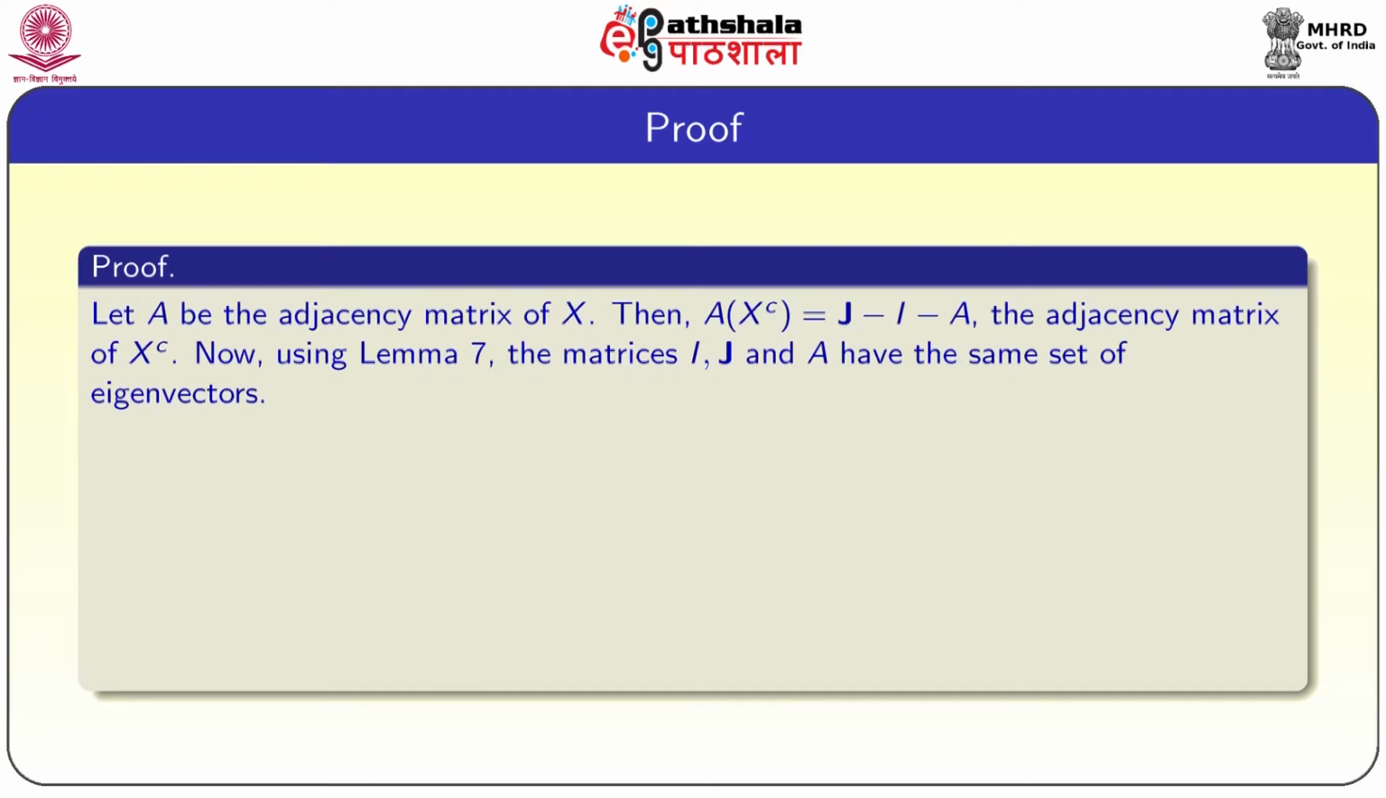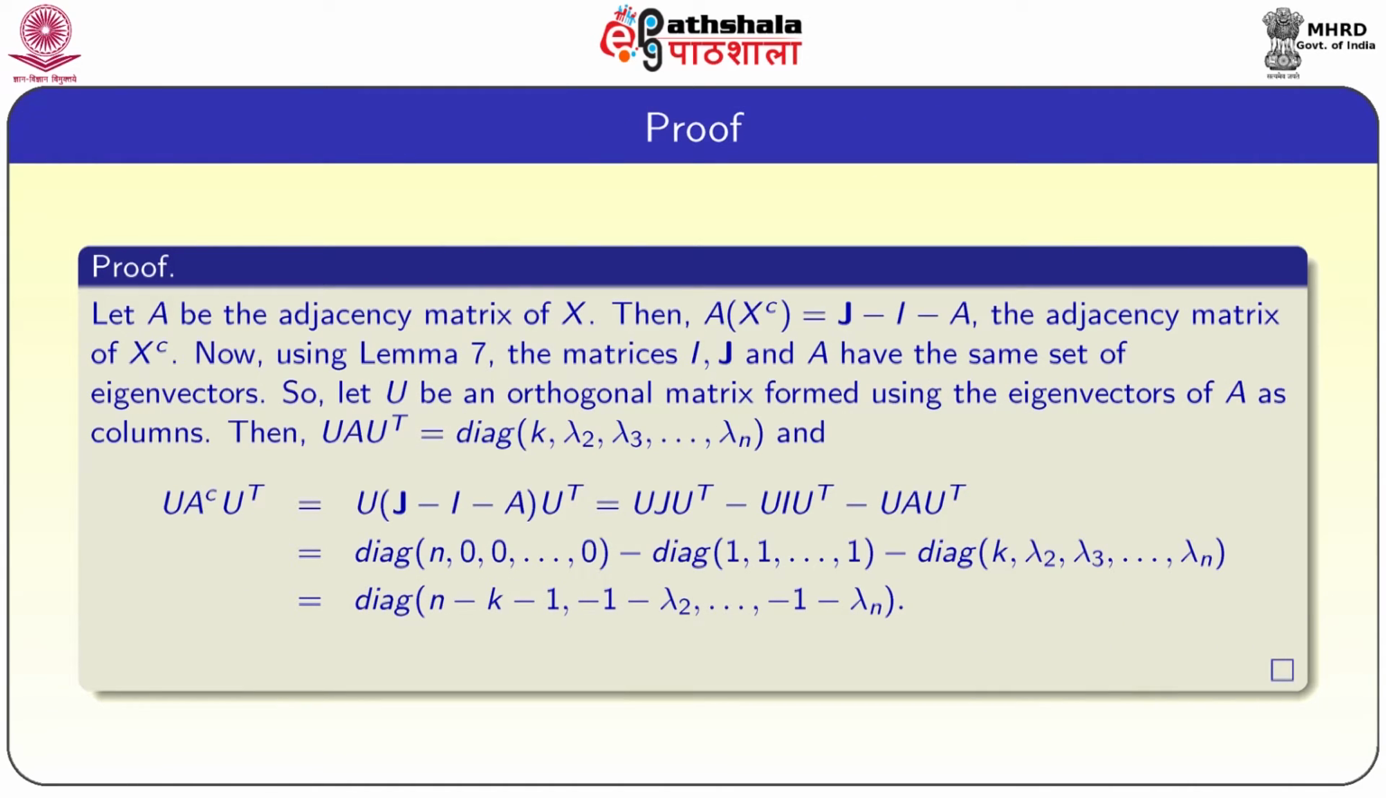So, now using the previous lemma, the matrices I, J and A have the same set of eigenvectors. It is because we know that if X is regular, then J commutes with A, and also I and A have the same eigenvectors anyhow. So, the matrices I, J and A have the same set of eigenvectors.